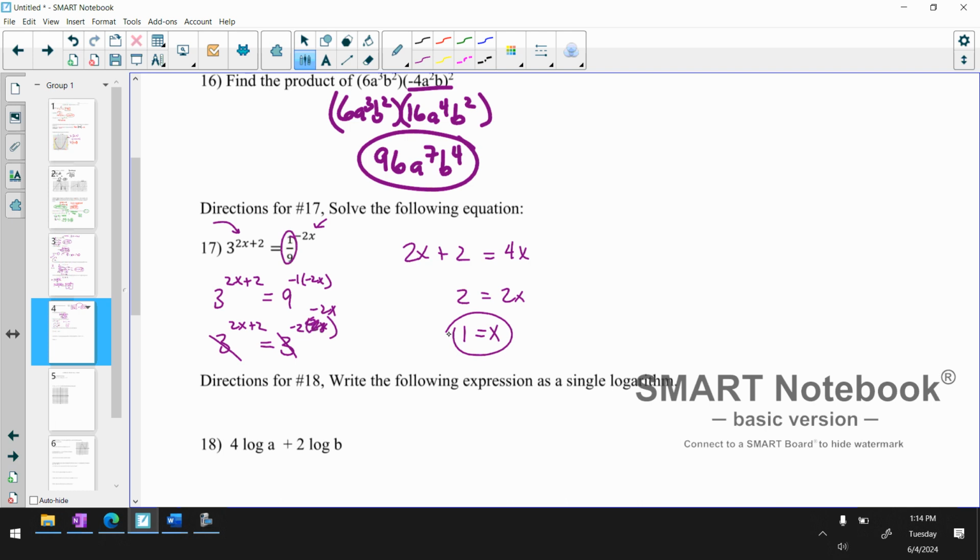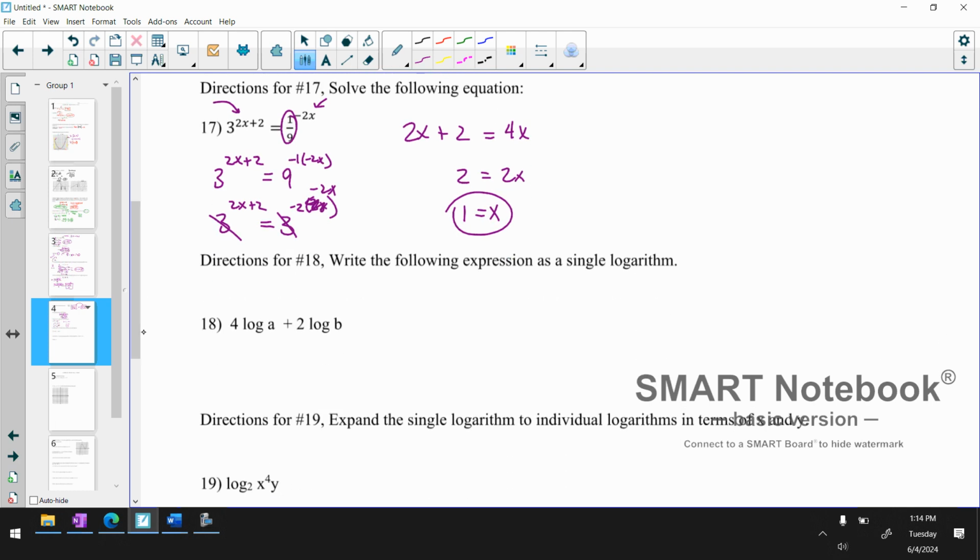I'm looking at the answers I posted. I had 1/2, so I made a mistake on the original.